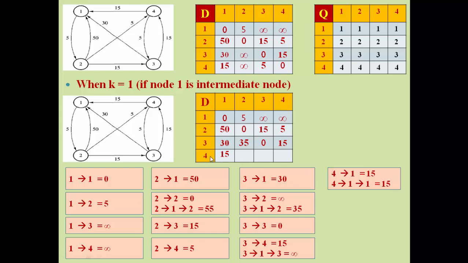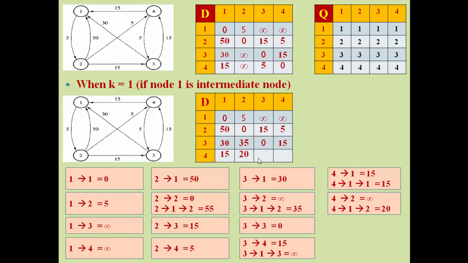Now 4 to 2. When we reach from 4 to 2, there is no direct path, so we see the sentinel symbol here. If we use 1 as an intermediate node, then 4 to 1 and 1 to 2. So 4 to 1 is equal to 15, and 1 to 2 is equal to 5. So 15 plus 5 is equal to 20. When we compare 20 with the sentinel symbol, 20 is minimum, so we fill 20 here, another value in place of the sentinel symbol.